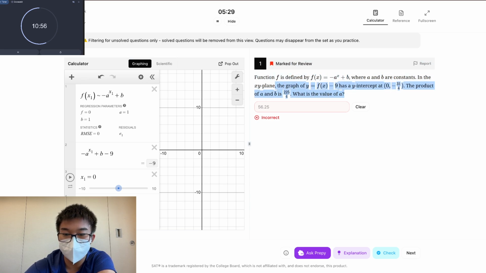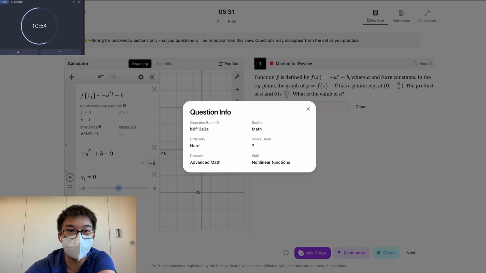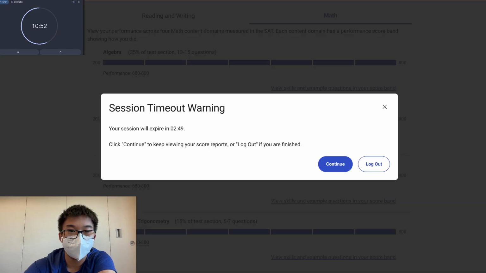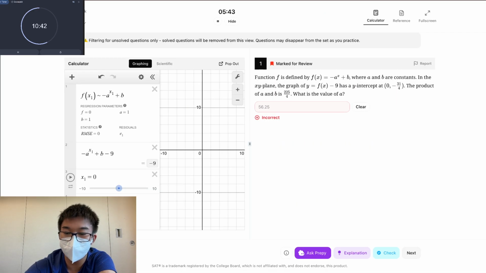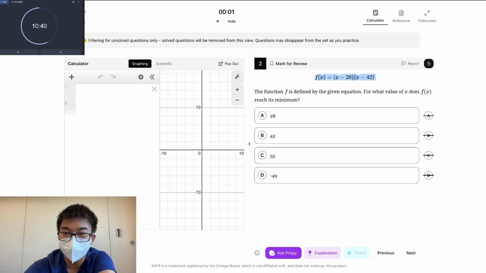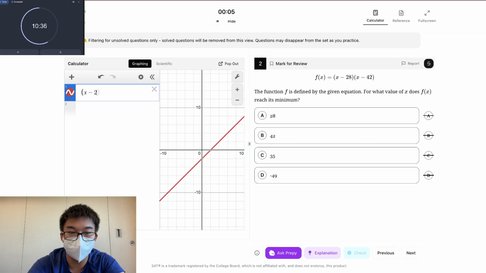But these are like level 7 advanced math. These are the things that will screw you up. And they're pretty much like 35% of your test time. But if you get the easy and the medium ones, you should be fine. So let's go next. Okay, minimum. So this one is easy.